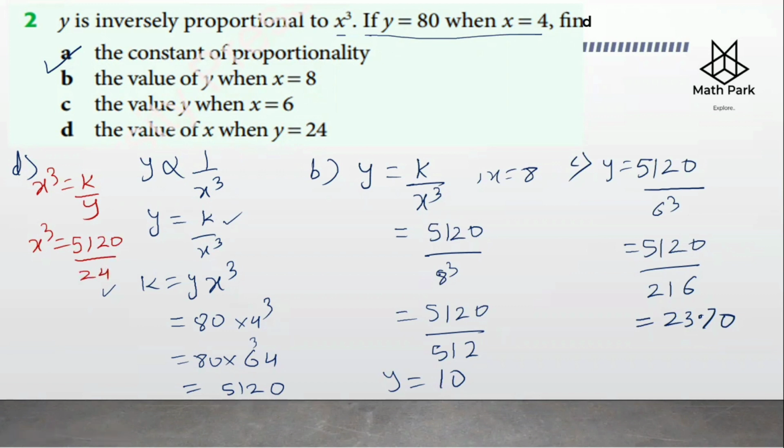5120 when you divide by 24, you get this as 213. We get x cube is equal to 213.333. It is a recurring decimal. And to find the value of x, you have to find the cube root. So x is equal to cube root of 213.3333. Using the calculator, finding the cube root of 213.33, we get 5.98. So thus we are done with the second question of today's video.